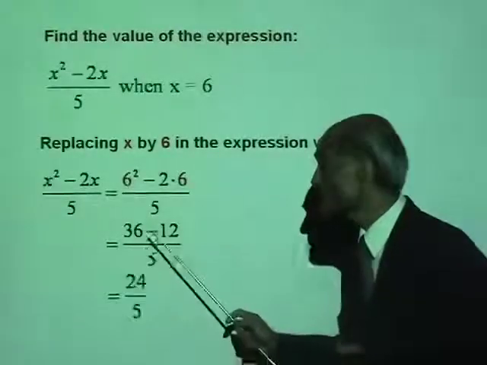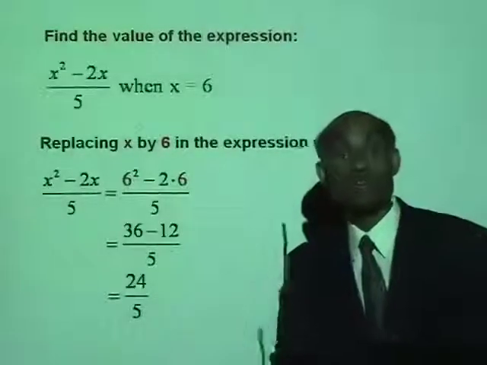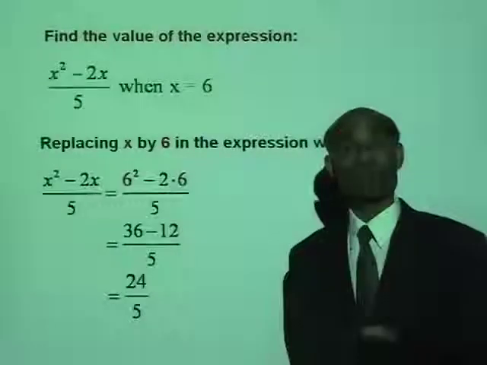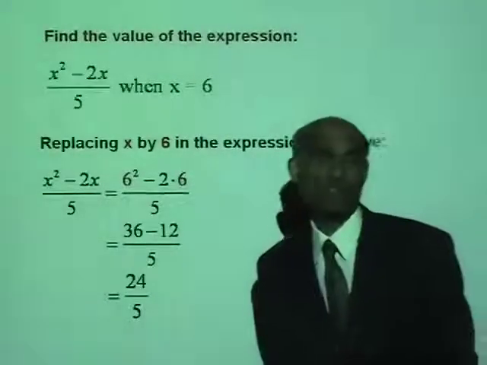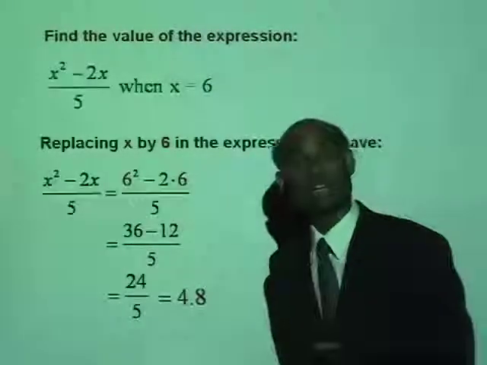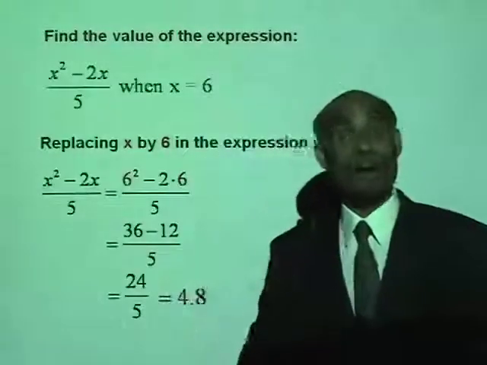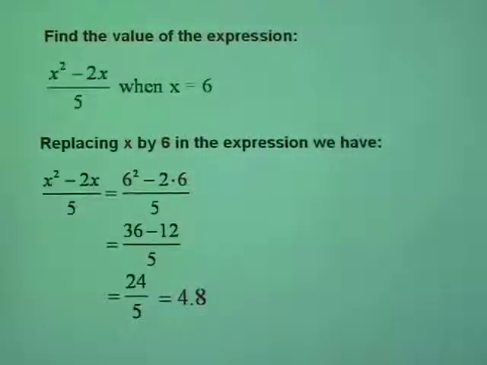What is the numerator? 36 minus 12 is 24. So that becomes 24 divided by 5. What is 24 divided by 5? It will be 4.8 in decimals, or it is 4 and 4 over 5. Is that right? You can also write it as a mixed number, which you normally do. So that is the same as 4 and 4 over 5. Alright.